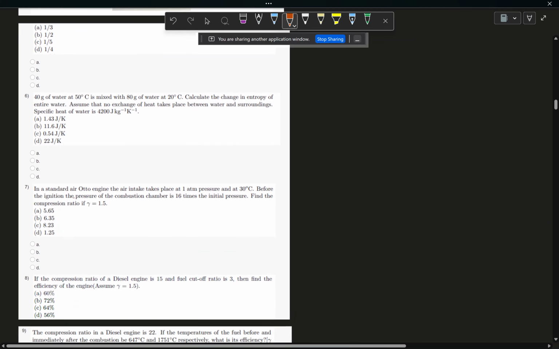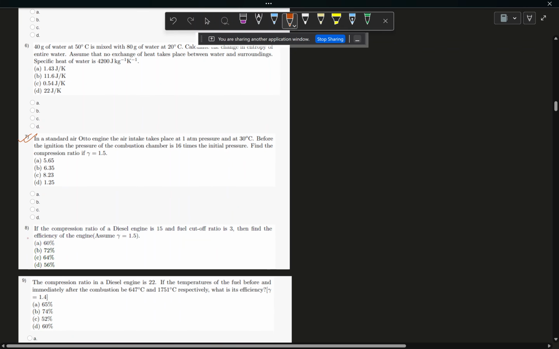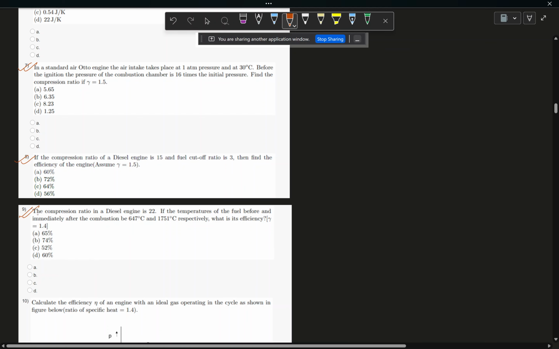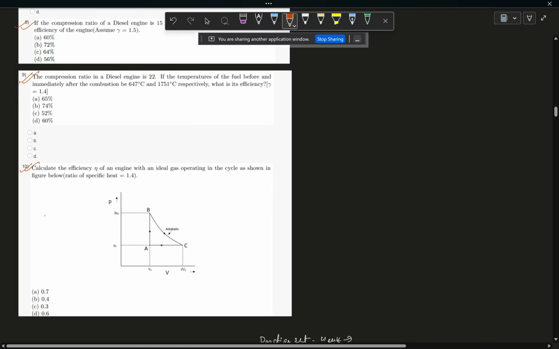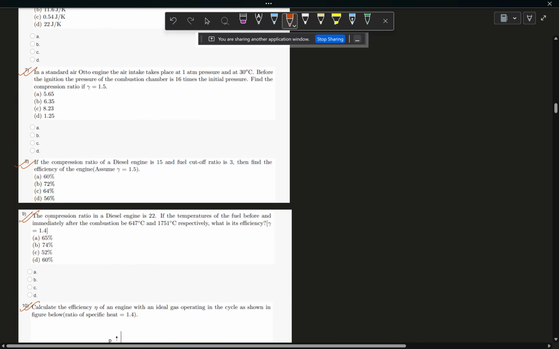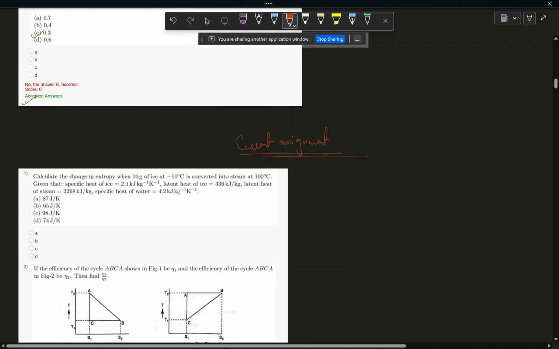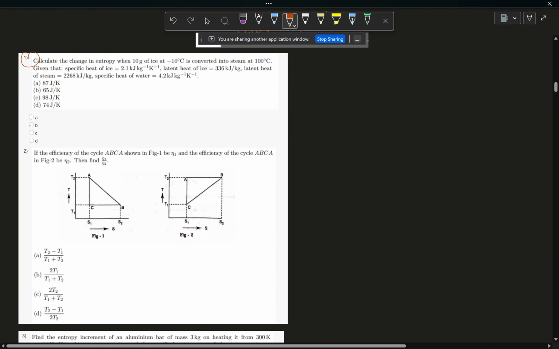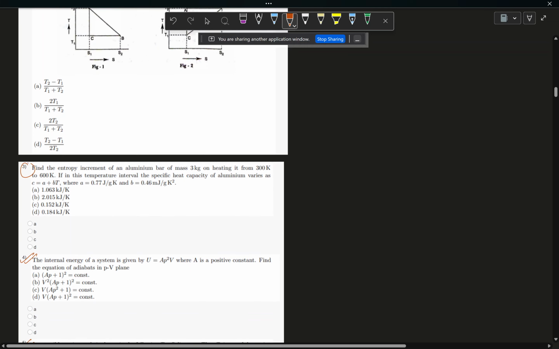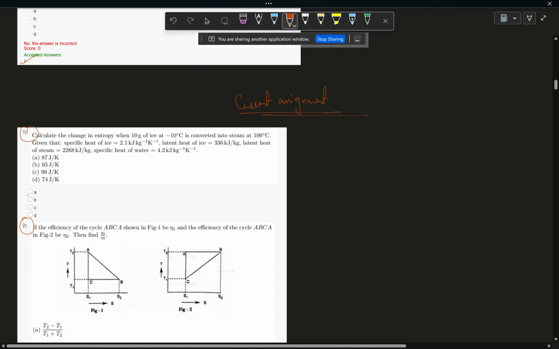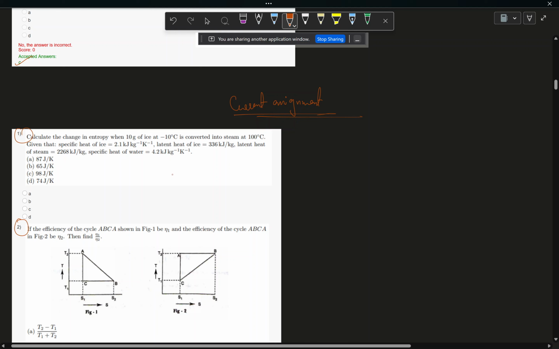Then 6 is not common, but 7 is the auto engine problem, common. Diesel engine problem 8 is common. Then 9 is again the second diesel engine problem, which is again the same. 10 is also common. So total these are the problems which are common between the two assignments, and the new problems are 1, 2, 3 and 4. Just 4 problems are new. So I'll be briefly discussing how to solve these problems, and you can attempt to solve them yourself. So the first one is calculate.